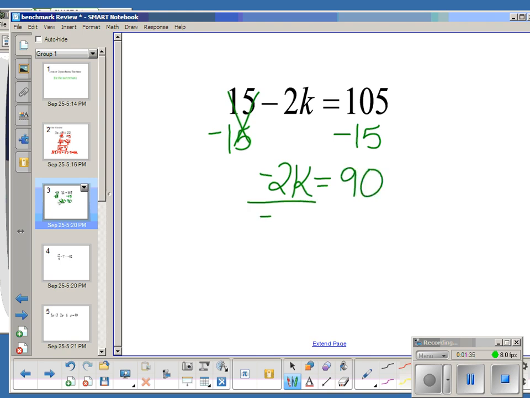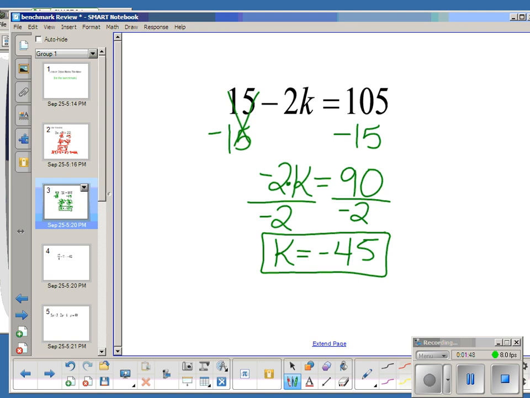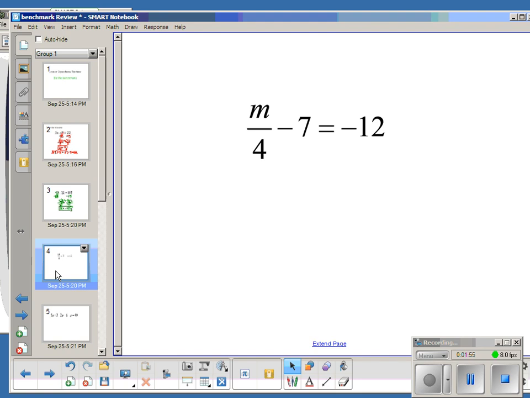Then you would divide by negative 2 on both sides, because remember, there's always multiplication in between the number and the variable. So k equals negative 45. And again, remember you can always go back and substitute it into your equation to see if you got the correct answer. Now I want you to stop the video and see if you can figure out what to do in this problem. We're thinking opposite operations to undo when we're solving.